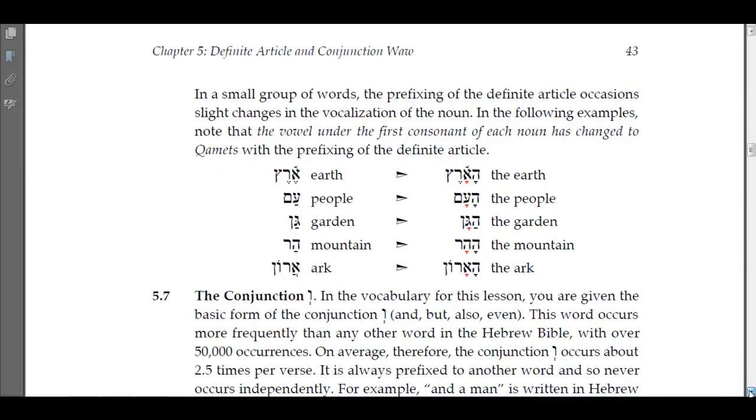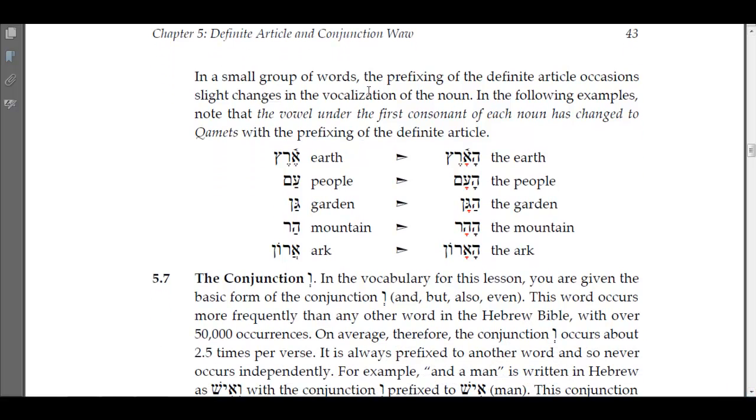Okay, let's go to this group here. In a small group of words, the prefixing of the definite article brings a slight change in the vocalization of the noun. So in the following examples, note that the vowel under the first consonant of each noun has changed to a kametz. So for example, when we have eretz, we normally find eretz with a segol. But when we put a definite article on eretz, we say ha-aretz. What happens here is the vowel of the segol changes to a kametz.